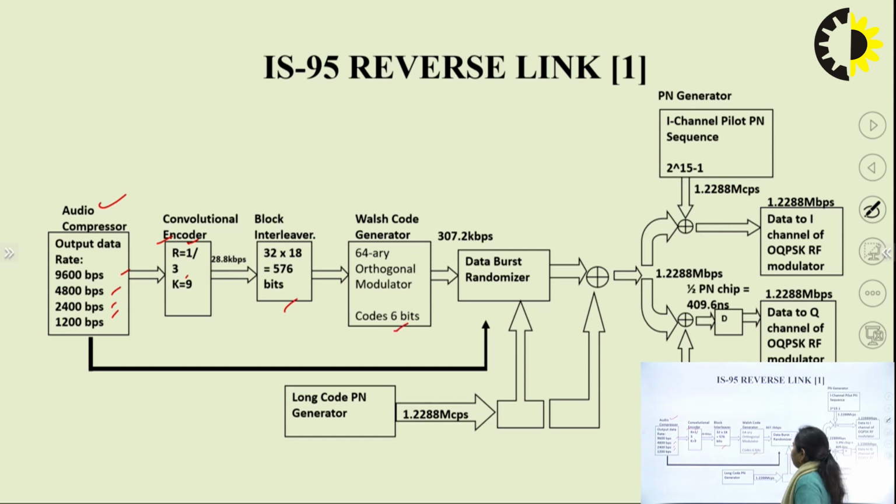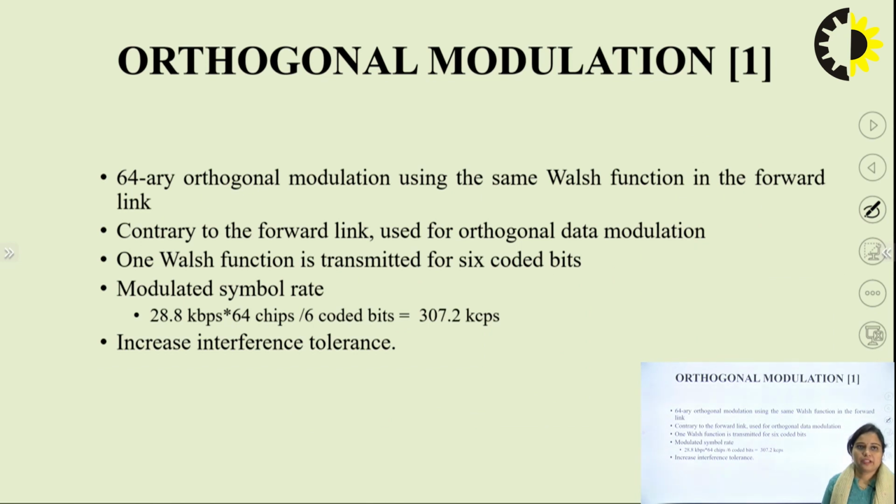So this is a 64-ary orthogonal modulator that codes 6 bits. Then it is applied to a data burst randomizer. Then there is a long code PN generator, and its output is applied to a data scrambler device. Now there are two types of channel, the I channel and the Q channel, and these are applied to two different scrambling devices, and there is a decimator used over here. So this is the reverse channel block diagram, and this is the explanation of the reverse channel.